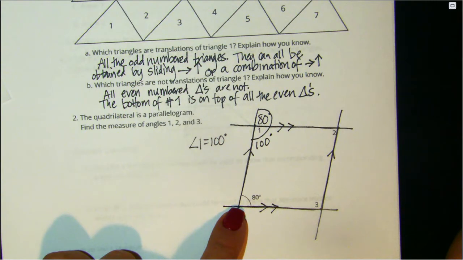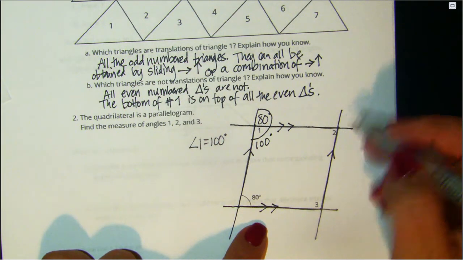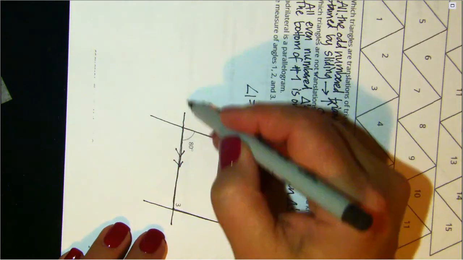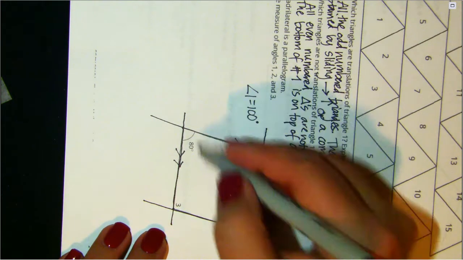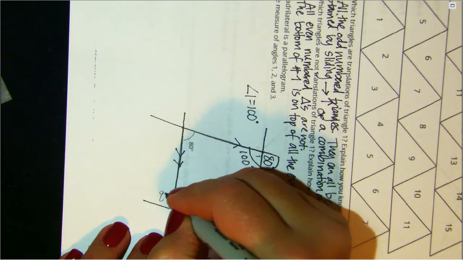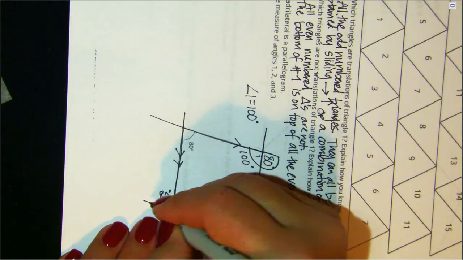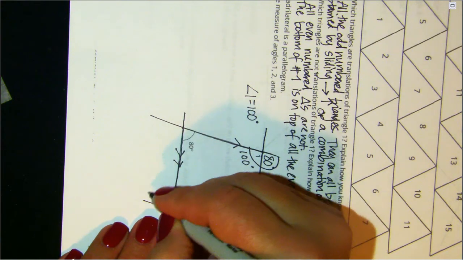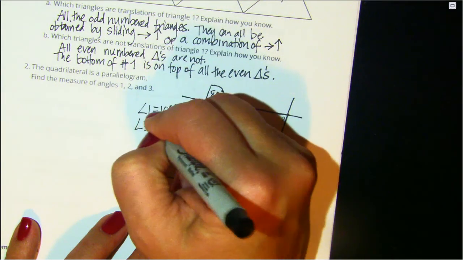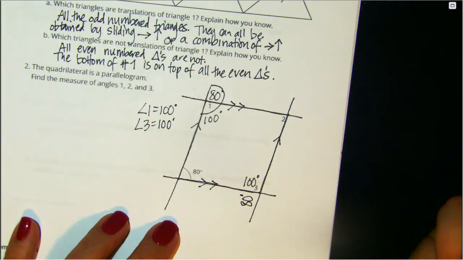And then what else could we do? If I turn it, we could look at these two parallel lines being cut by this transversal. I know alternate interiors are congruent, so this is 80. And again, this is making a straight line. So 3 has to be 100. Angle 3 has to be 100.